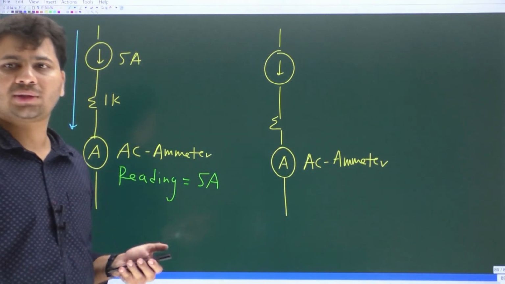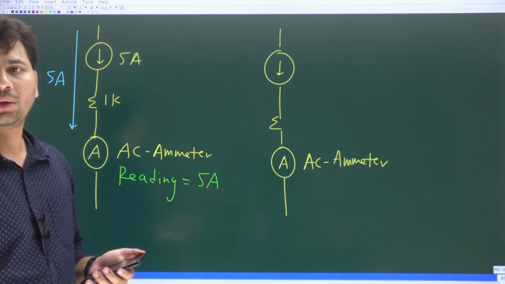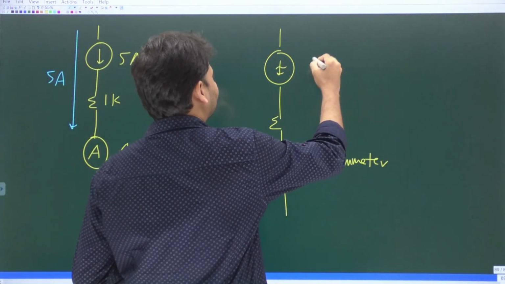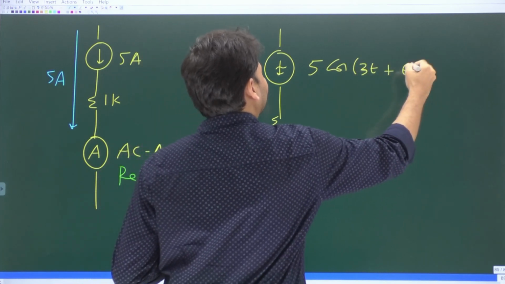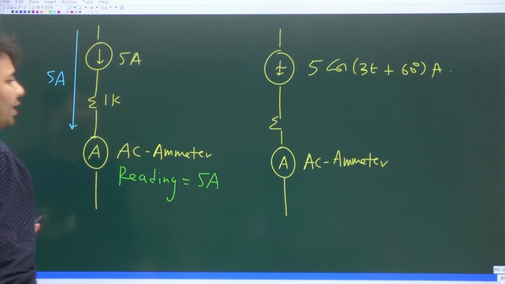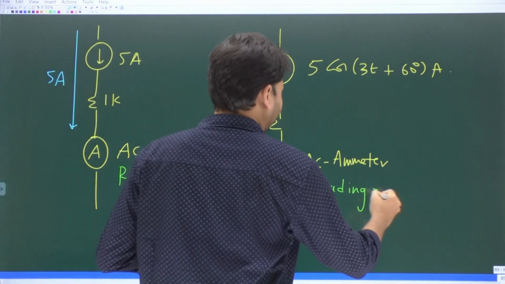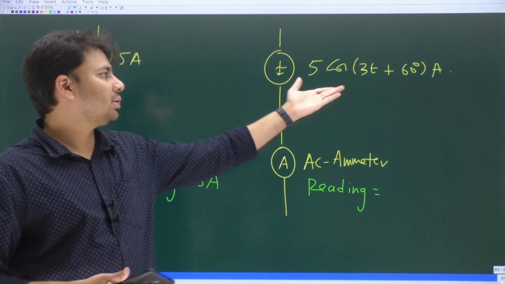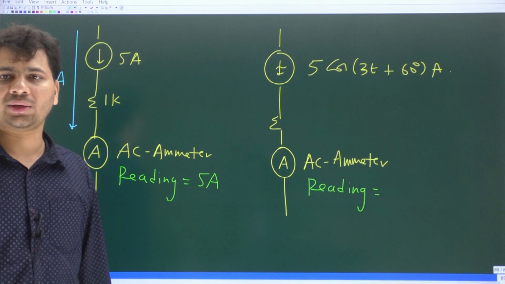So once again we have a branch that has a current source, and in the same branch we have also connected an AC ammeter. This time let it be a sinusoidal current source, some 5 cos 3t plus 60 degrees amperes. Please tell me what is the reading on the AC ammeter in the second case. This time how much current will flow in this branch? The sinusoidal current, which is 5 cos 3t plus 60 degrees amperes.